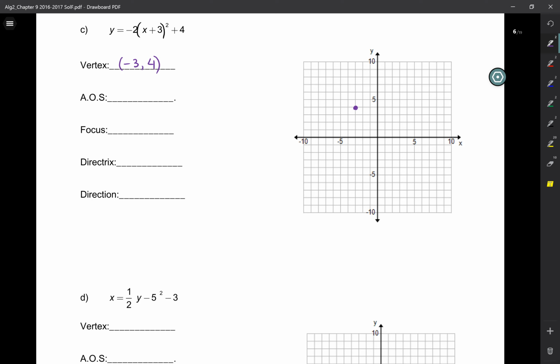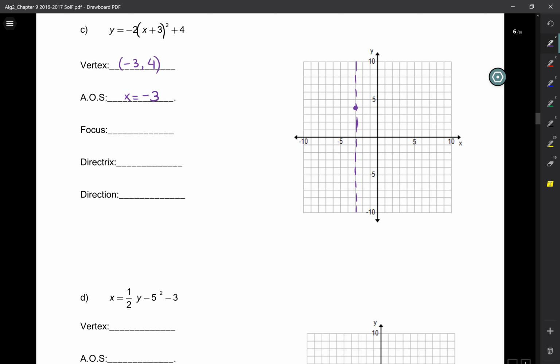So what's the axis of symmetry then? Y equals. Try again. X equals negative 3. So the axis of symmetry is always the same variable as the one that's squared. If x is squared, then it's x equals something. Once you figure out that it's x equals something, then you look at the vertex, and it's the x coordinate of the vertex. Okay? Yeah, the axis of symmetry is vertical here.